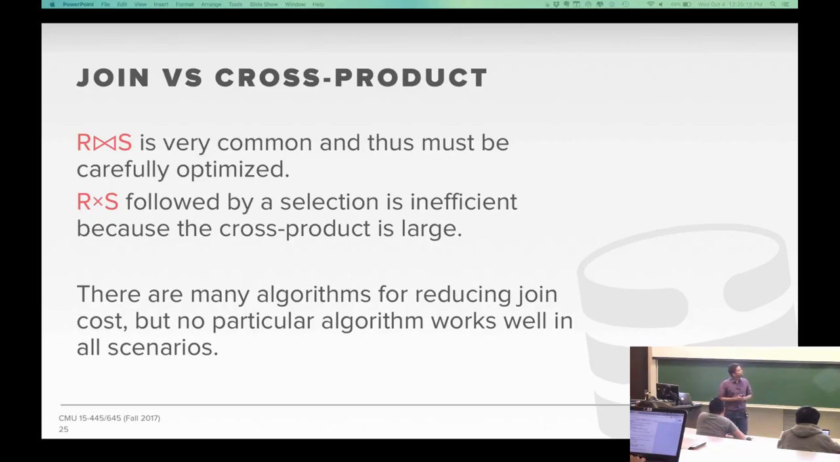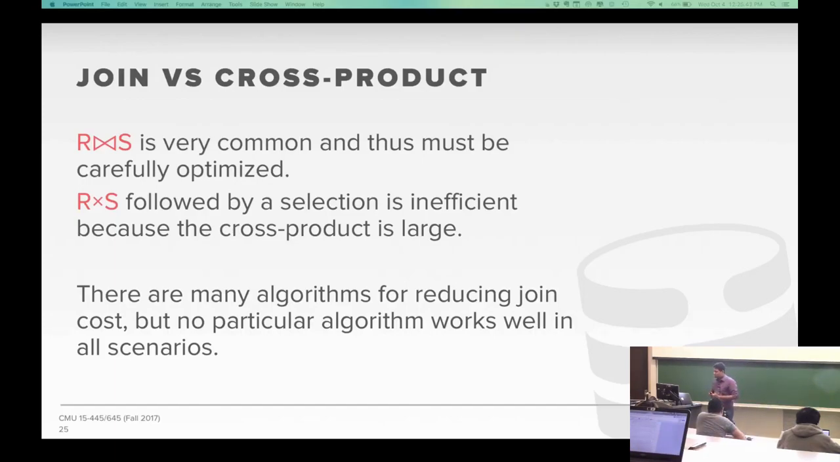I will show that there are actually many different algorithms that you can use for supporting this join operator, and also that there is no particular algorithm that works well under all scenarios. So you need to pick different join algorithms for different scenarios. And this is where the database system technology gets very sophisticated.